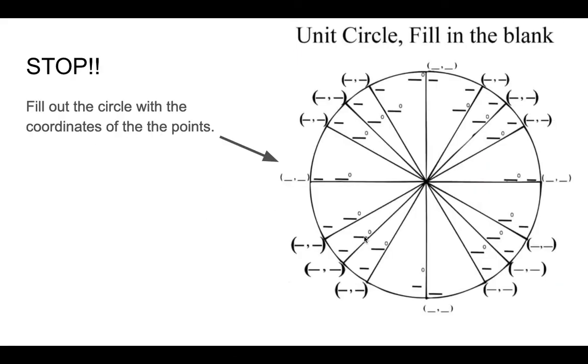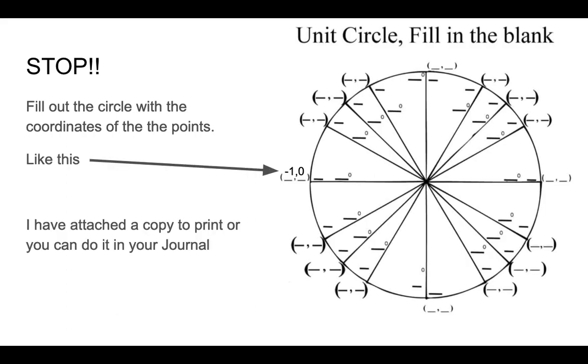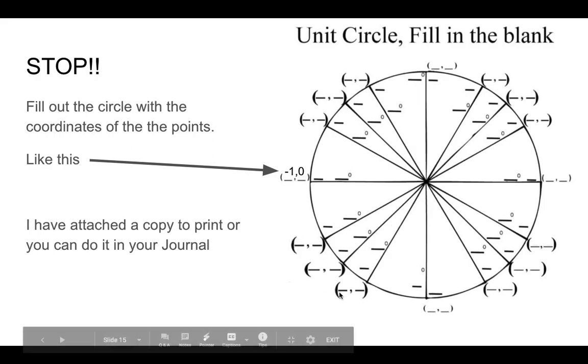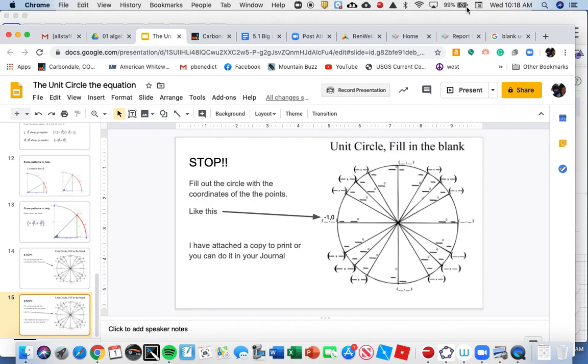So what I want you guys to do right now is write down the unit circle in your journal, or you can print out the copy that I've attached on the page. And then I want you to fill in all the coordinate points. Don't worry about the angles for now. Just like this. I just want you to fill out these outside points all the way around and think about which ones are negative and positive, which ones are x's and y's. So take a minute and try and fill all those out.